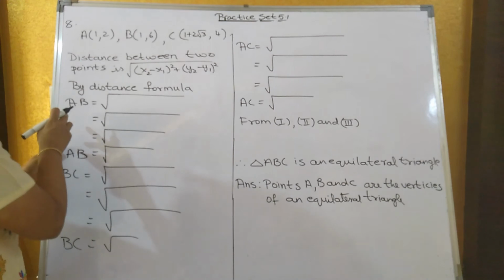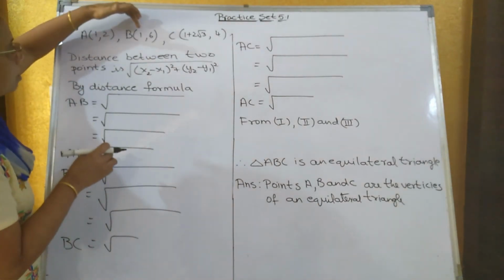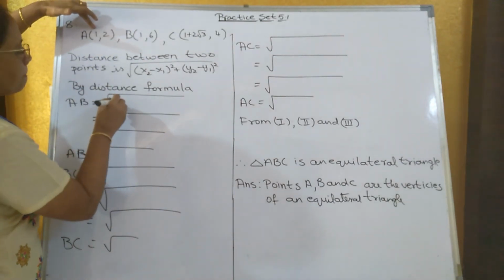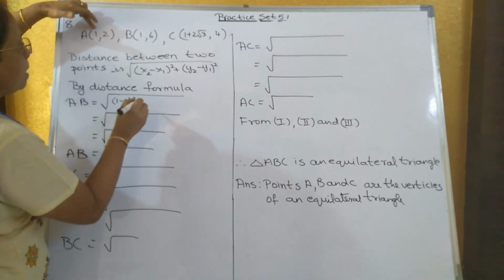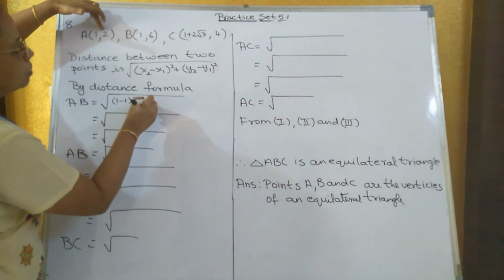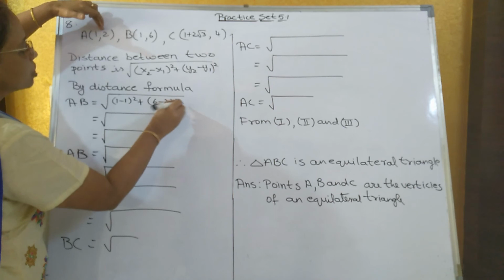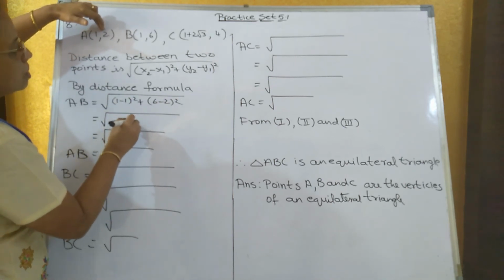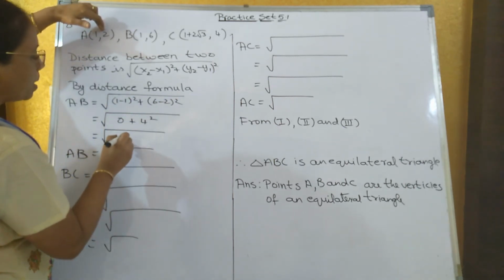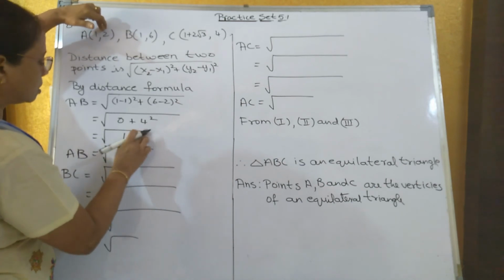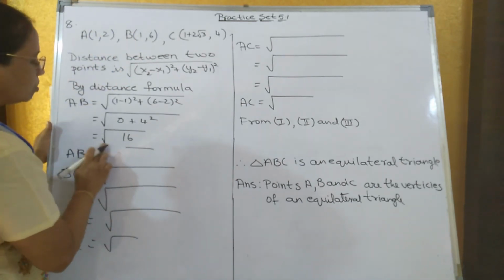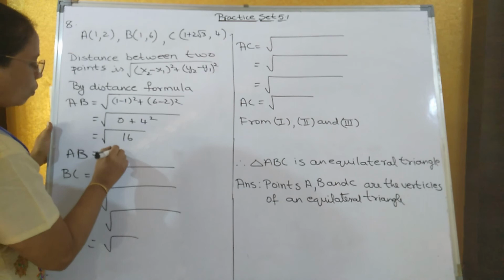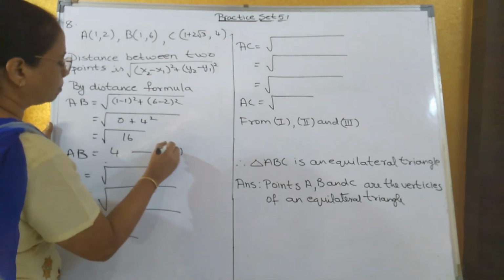So by distance formula, AB is equal to how much? Root of 1 minus 1 the whole square plus 6 minus 2 the whole square. 1 minus 1 is 0, 6 minus 2 is 4 square, that is root 16. So that's equal to how much? What is root 16 equal to? 4. Let this be 1.